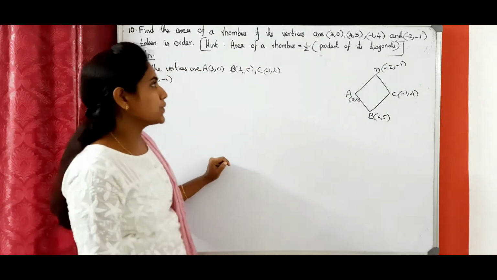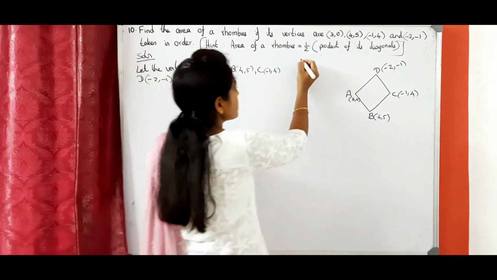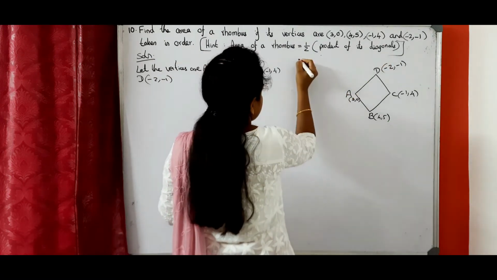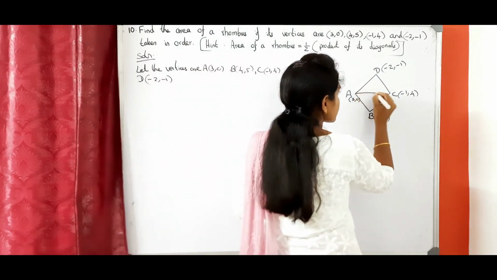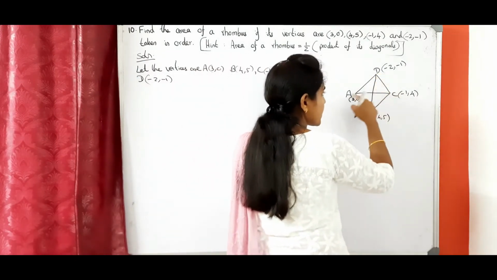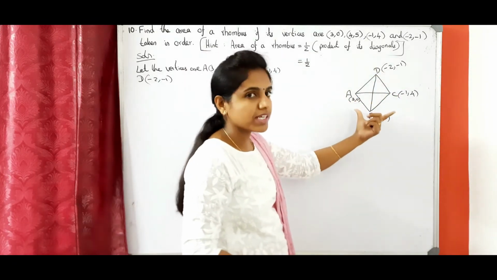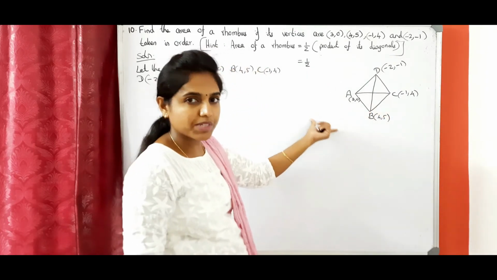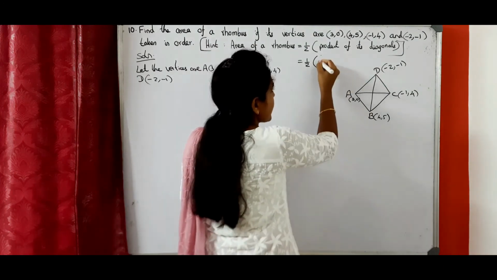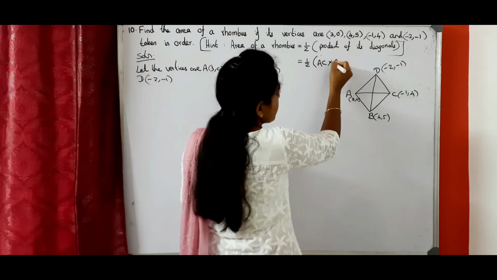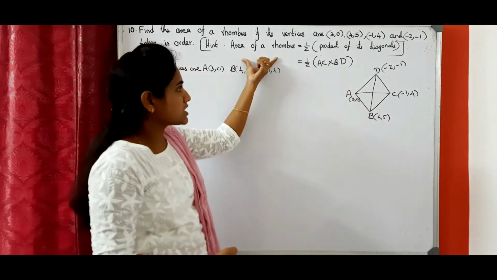Okay, the vertices we know. We have to find the area of the rhombus. They only gave the hint: 1 by 2 into product of its diagonals. Product of its diagonals means what? What are the diagonals here? AC and BD are the diagonals of this rhombus. So product of its diagonals means 1 by 2 into AC into BD. So we need to find 1 by 2 AC into BD. That is the area of the rhombus.